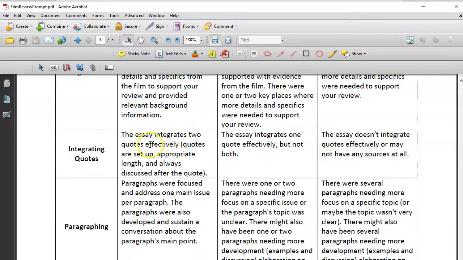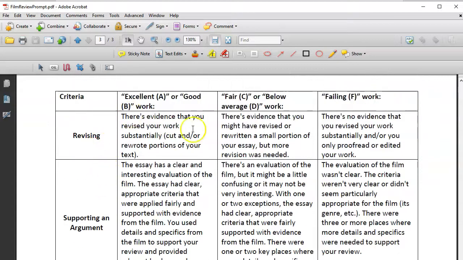So the essay integrates two quotes effectively. Quotes are set up, of appropriate length, and always discussed after the quote. So that's the quote sandwich thing. And then there's one that's integrated effectively. And then for failing work, it's that neither were integrated effectively. So criteria on the left, describing what A or B work looks like, trying to be as objective as possible, things that you can actually see. And I started here with, what is the bare minimum that I will accept? And then I went and defined A and B work and then F work after that.